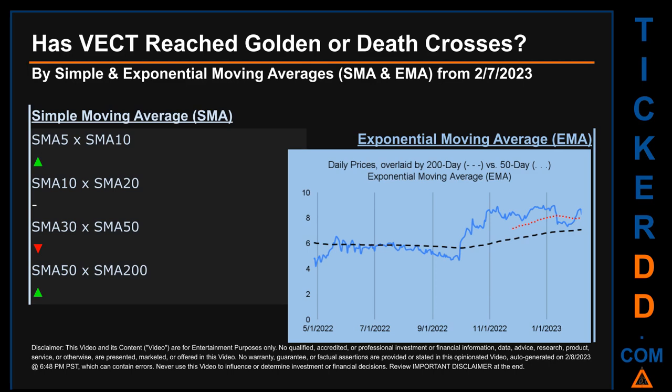For simple moving average, by comparing 50 to 200 days, we found a bullish golden cross signal since the 50-day SMA crossed above the 200-day. Continuing with SMA, we looked across the 5 to 10, the 10 to 20, and the 30 to 50-day ranges to see if golden and death crosses had been reached. We found golden cross signal for the 5 to 10. We found death cross signal for the 30 to 50. We could not find either golden cross or death cross signal for the 10 to 20.